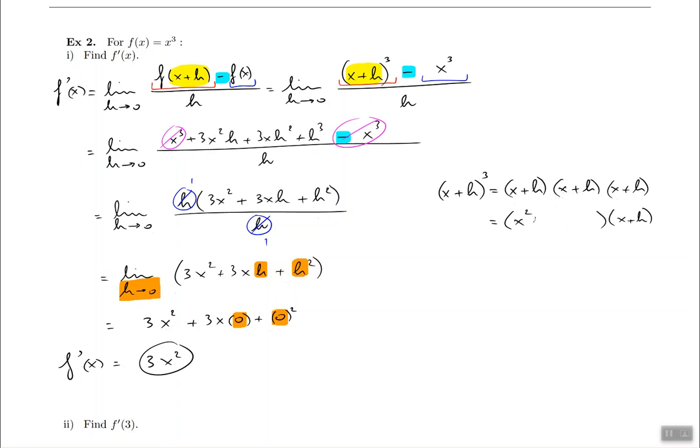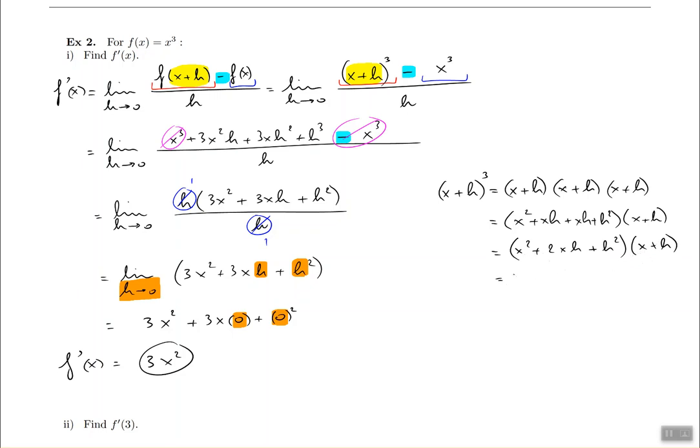So we get x squared plus xh plus xh again plus the h squared. Let me make some space. So plus the h squared. This is literally x squared plus 2xh plus h squared, all multiplied by x plus h. And now you FOIL a third time.